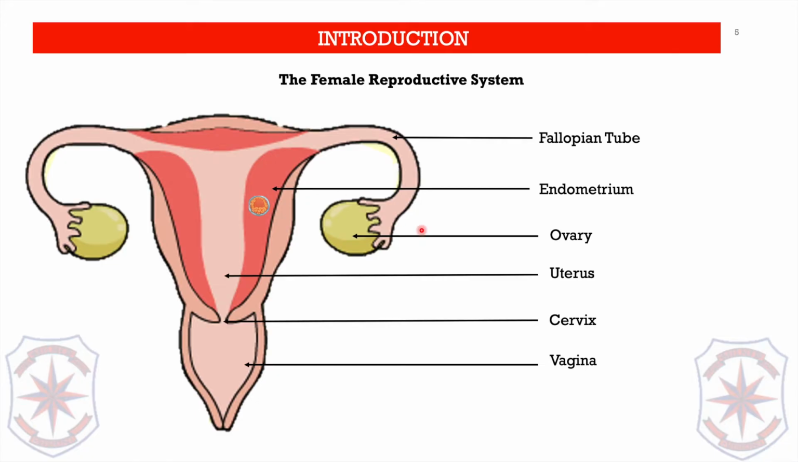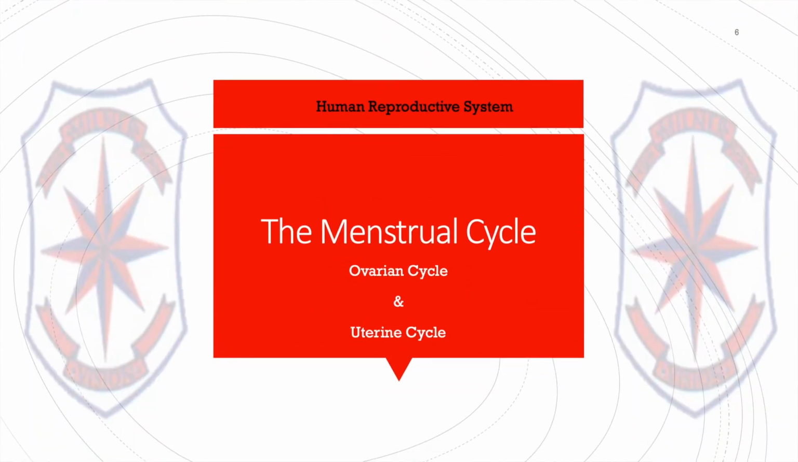Like I said, we need an ovum for fertilization, and we need for the endometrium to be thick so that the offspring can implant itself there for the remainder of the pregnancy period. Okay, so on the next slide, I will be doing an overview of the menstrual cycle, and on the following slides, we will be looking at a detailed description of the menstrual cycle. All right, let's jump right into it.